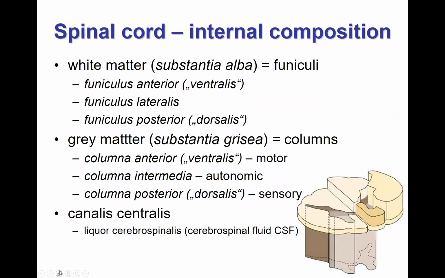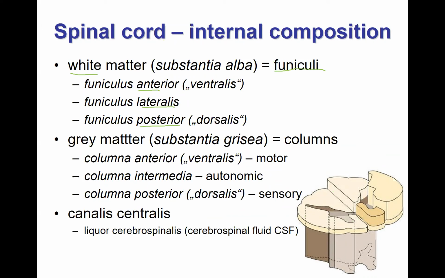So we have already spent three quarters of an hour and we have not talked about the spinal cord really yet. So now we go in. Now we go in to talk about the internal structure. The internal structure consists of white and gray matter. The white matter is more superficial and it forms so-called funiculi. And the funiculi are anterior, lateral, and posterior.